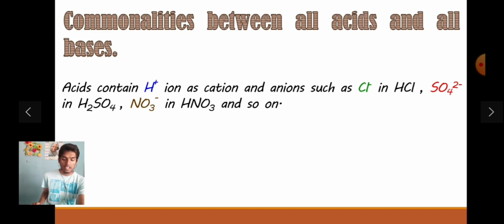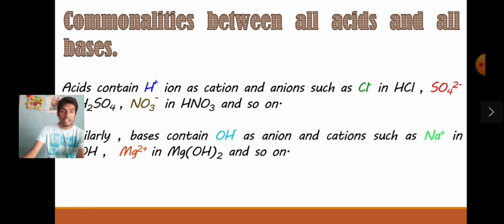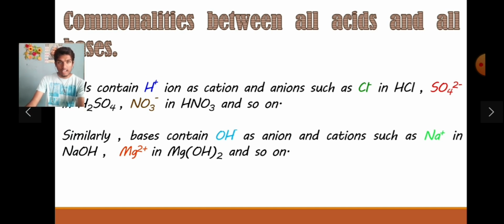Similarly, in bases, there is an anion. In acids we have cations by default, and in bases we have anions by default, which is OH-, one oxygen and one hydrogen. This is the anion that is present in all bases by default, and cations like sodium, magnesium, etc. react with OH and form bases like NaOH and magnesium oxide.